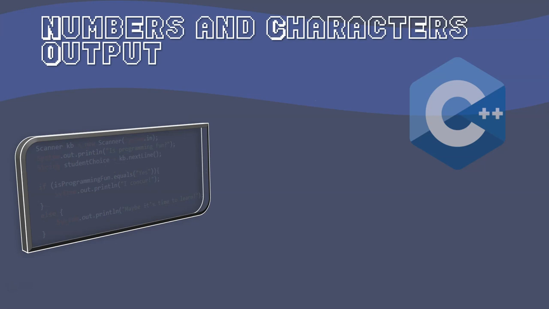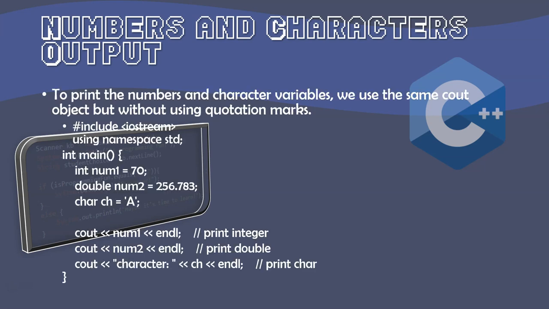Now, what about numeric and character output? If we want to print numbers and character variables, we can use the same cout object that we just looked at, but without using quotation marks. Here, I have an int num1 equals 70, a double num2 equals 256.783, and a char ch equals capital A. Then we do cout with num1, and then we have this endl command here. Same thing with num2, and then the character right here. Notice that this one says "Character:", which is a string literal, and then we have the variable ch, so we're printing out the character A. If I didn't have the string in there, we could just print ch.